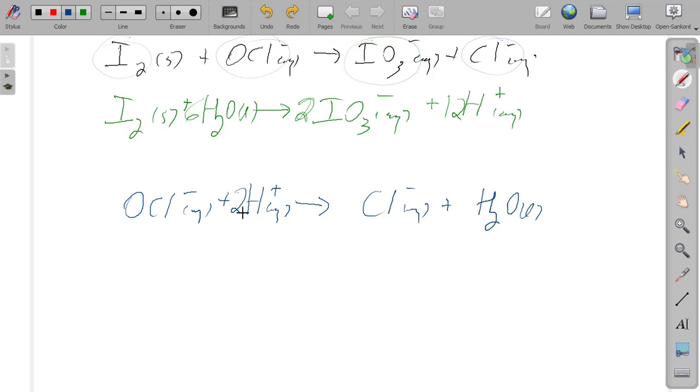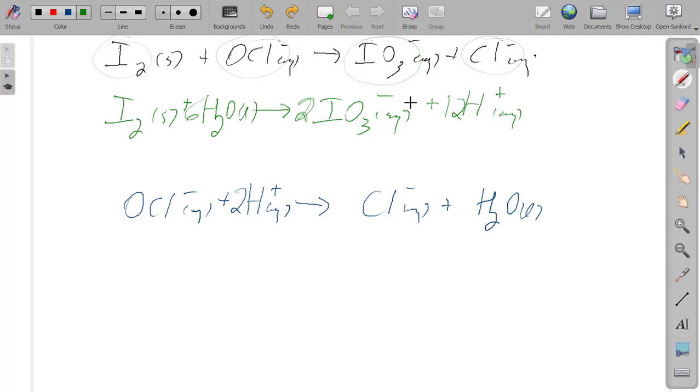Now, we need to charge balance each of them. And so what we look at is the charges on each side. So if I go back up here to this first one with the iodine containing reaction, on the left, there is 0 charge. But on the right, I have 2 negatives and 12 positives. So again, coefficient and superscript here. There's 2 negatives and 12 positives, which gives me a total of 10 pluses. This side has 0 charge, but this side has 10 pluses.